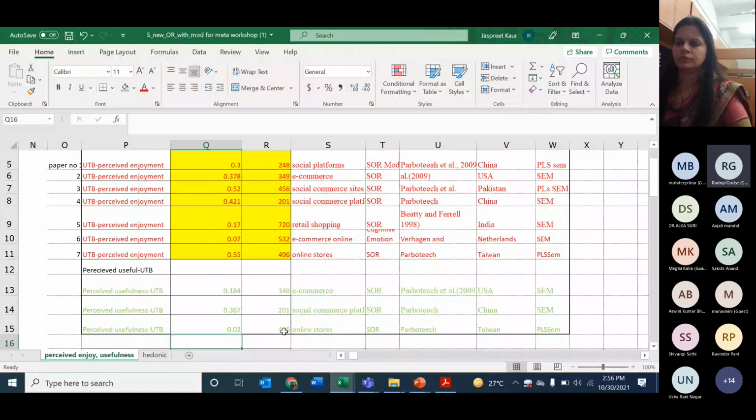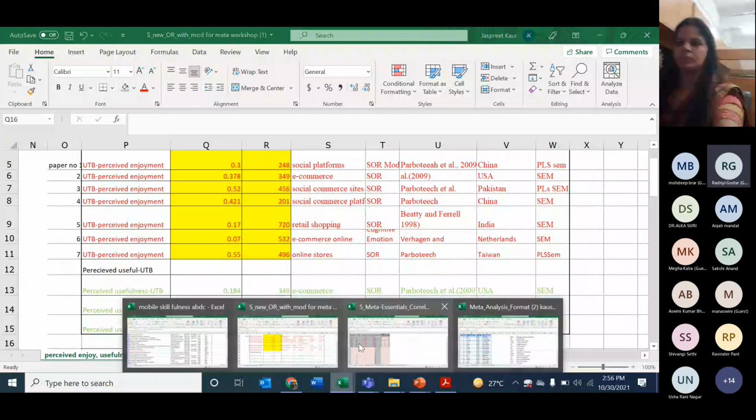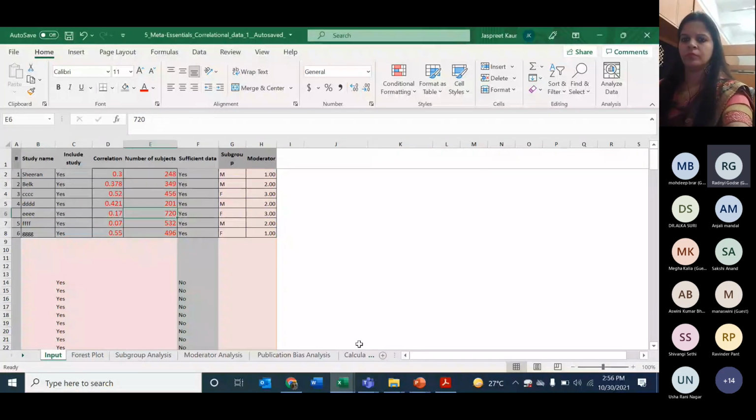I found some 8 variables which had a relationship with urge to buy. In some places there were 7 papers, some places 8, some places 15. Mind you, this whole process of meta-analysis that we are going to do on Meta Essentials has to be repeated for each single relationship. So for all relationships individually, you will have to do a meta-analysis.